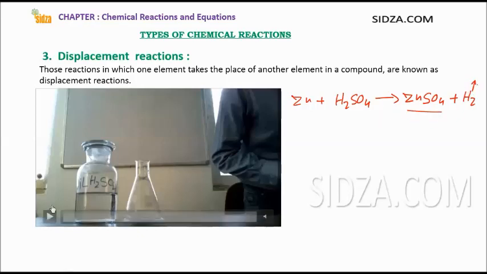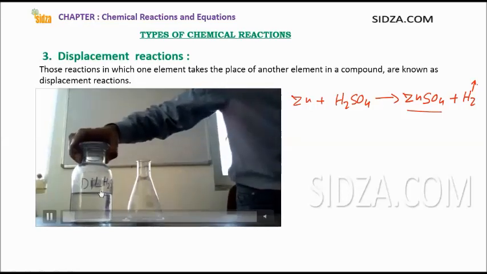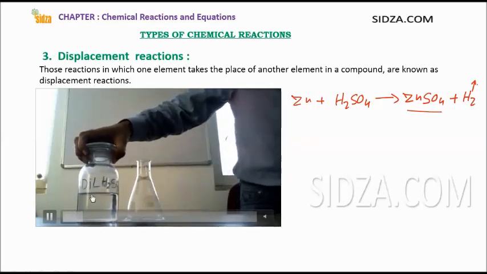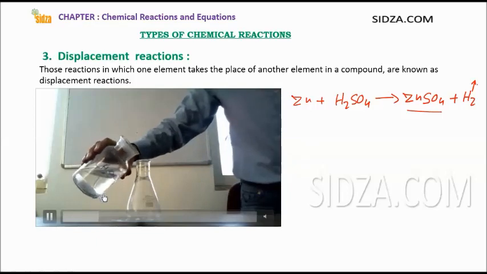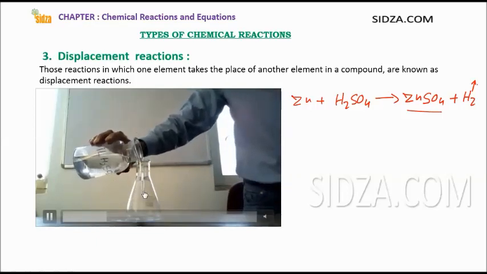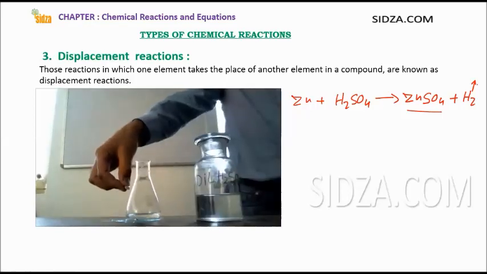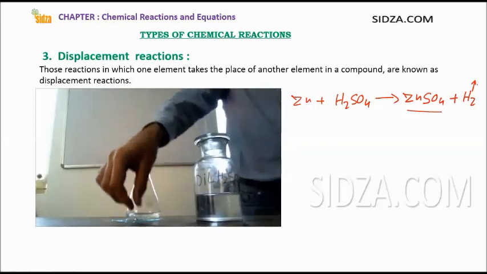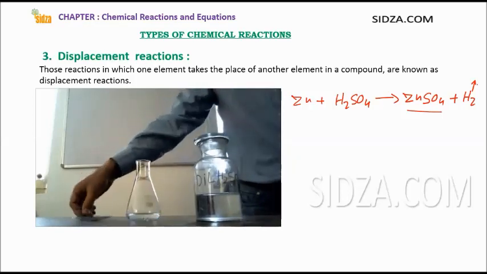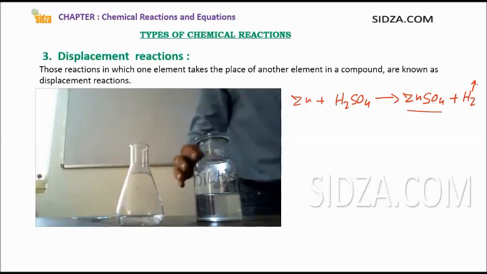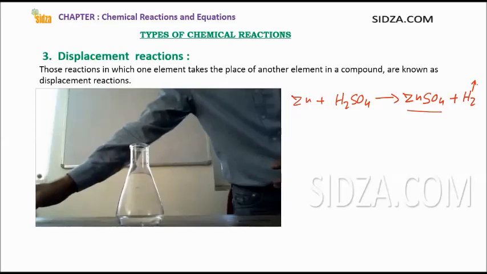Okay, see, this is the dilute H2SO4. I am going to react this dilute H2SO4 with the metallic zinc. Okay, then let's see what happens. This is the dilute H2SO4 in a conical flask, and now I am going to add metallic zinc, right? This is the zinc metal, and now we can wait for some time and observe the reaction. Okay, we can wait for a couple of minutes here and observe the reaction.